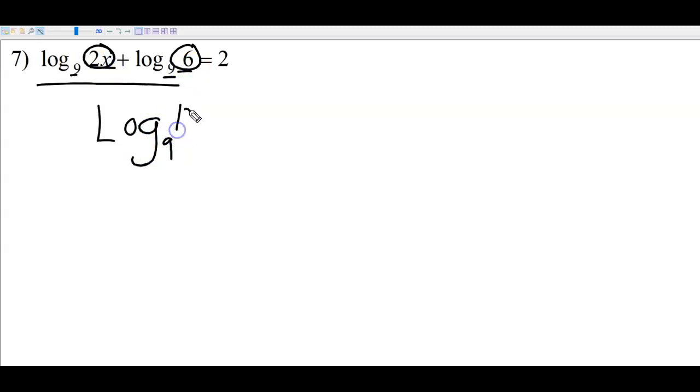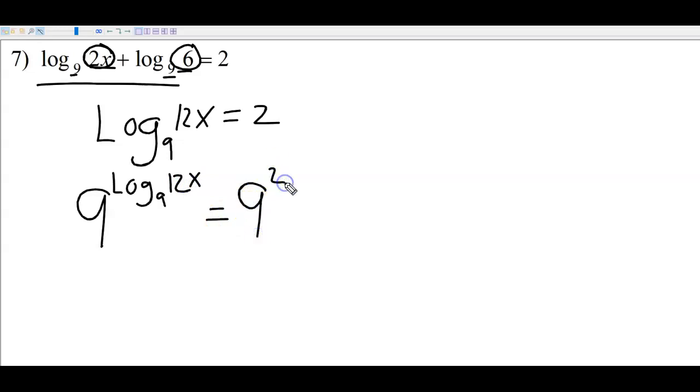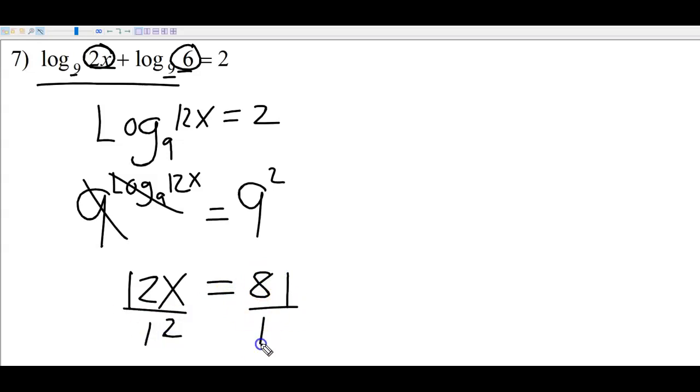2x times 6 is 12x. Now once you get to that point, we're going to be solving this in the same way that we solved problems last week. So this was one of our basic types of log equations that we looked at. And what we do in these cases is we exponentiate both sides. These cancel, leaving me with 12x on the left side. Over here we have 81, and then we just divide. So the first step is all that's really new there.